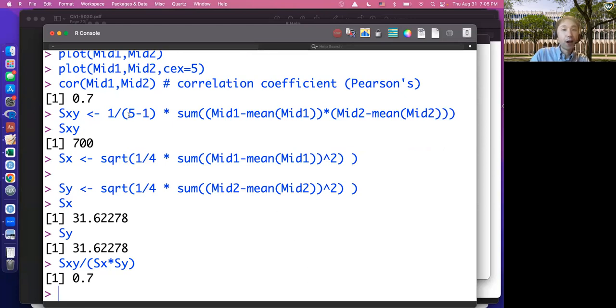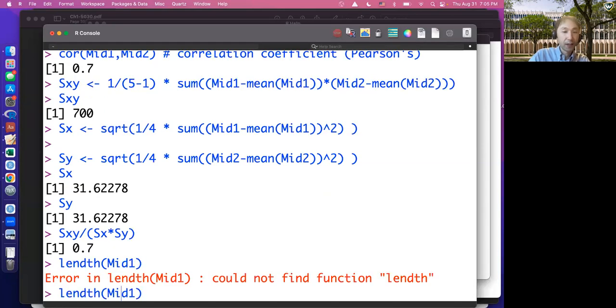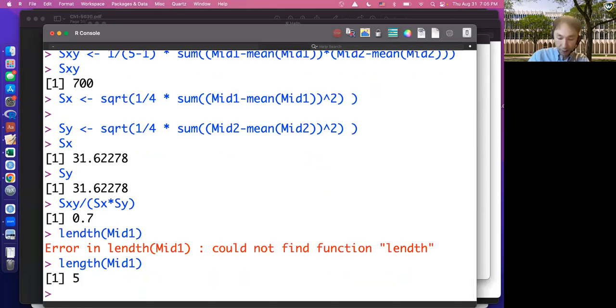Maybe a more general argument: you can replace 5 by the length of midterm 1. So this returns 5. So in general, you can translate into this. Sometimes finding an R function takes more time than coding everything by yourself.